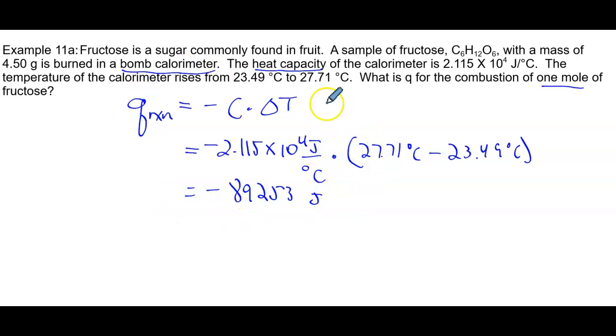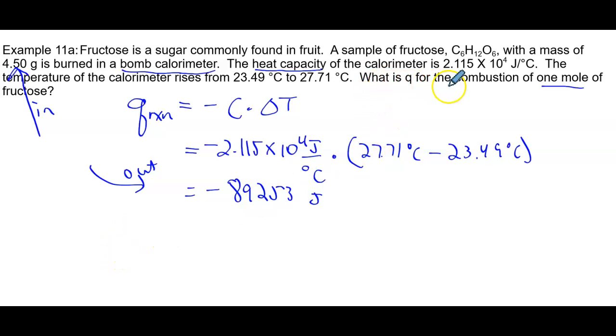But what's my in? Because this is my out. That's how much heat came out. Heat was either given off or absorbed. In this case, given off, because it's negative. That was the heat transfer right here. What did I do to get this much heat transfer? This is how much I put in, and then I got this much out. So from this equation and the math we've done so far, we get negative 89,253 joules if we put in 4.50 grams of that fructose.